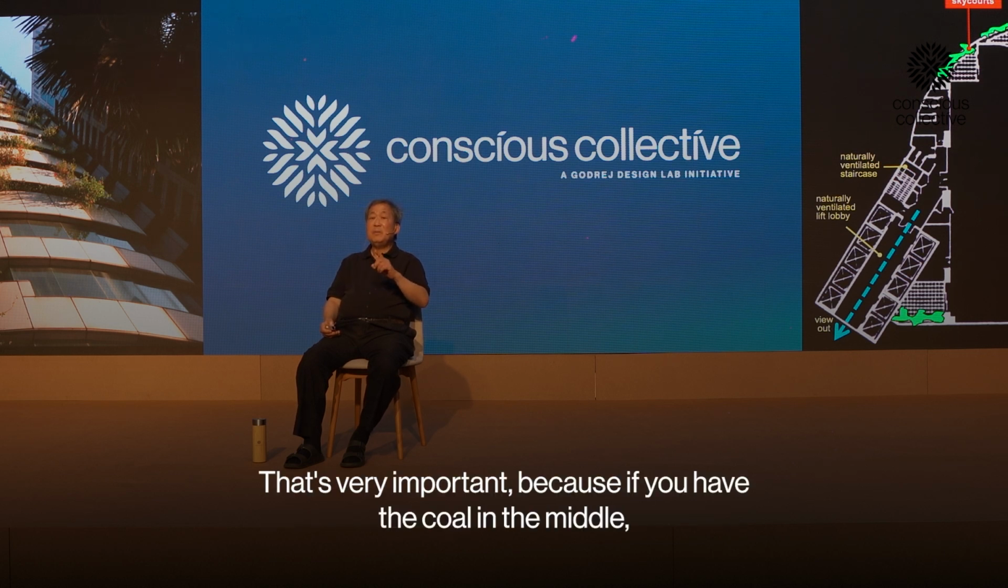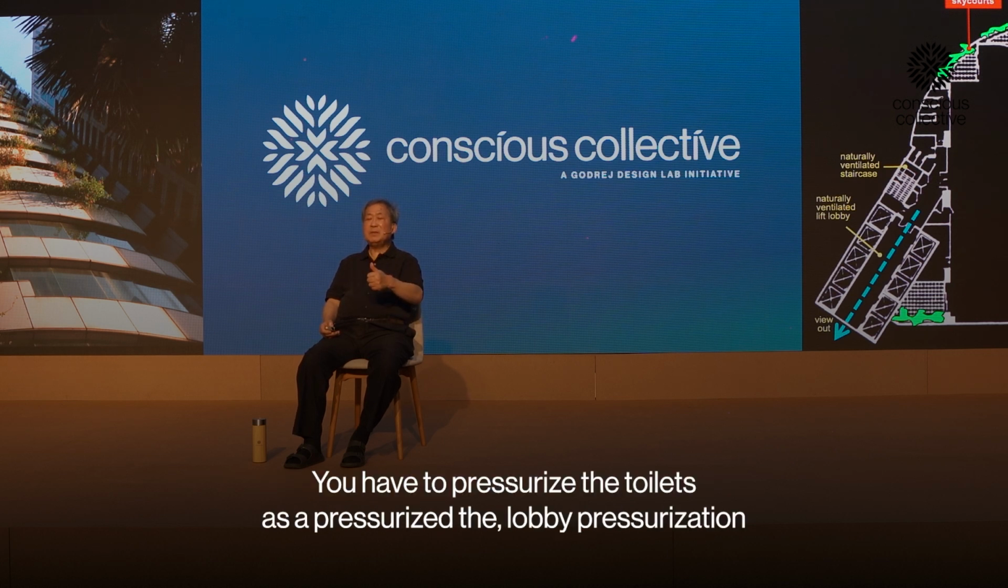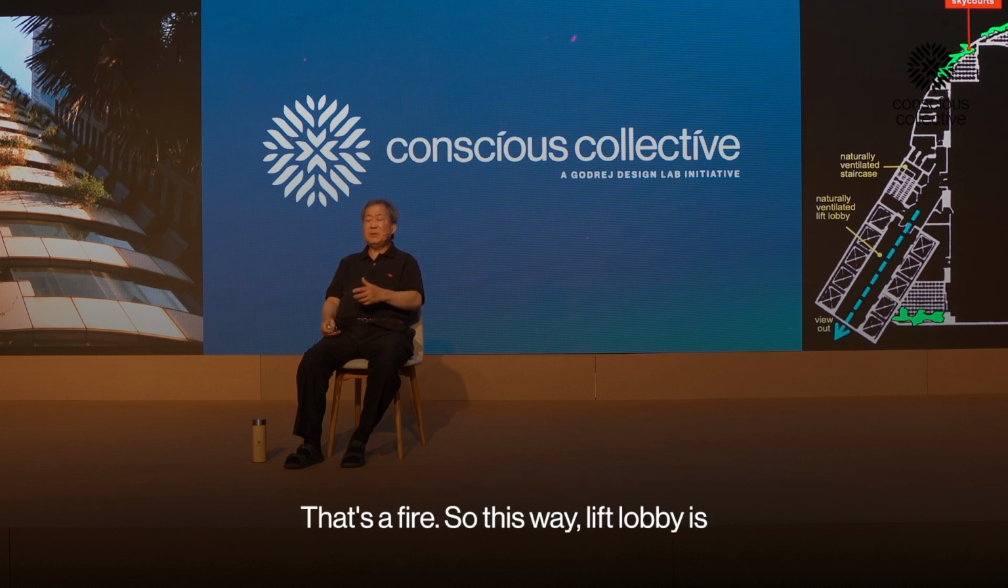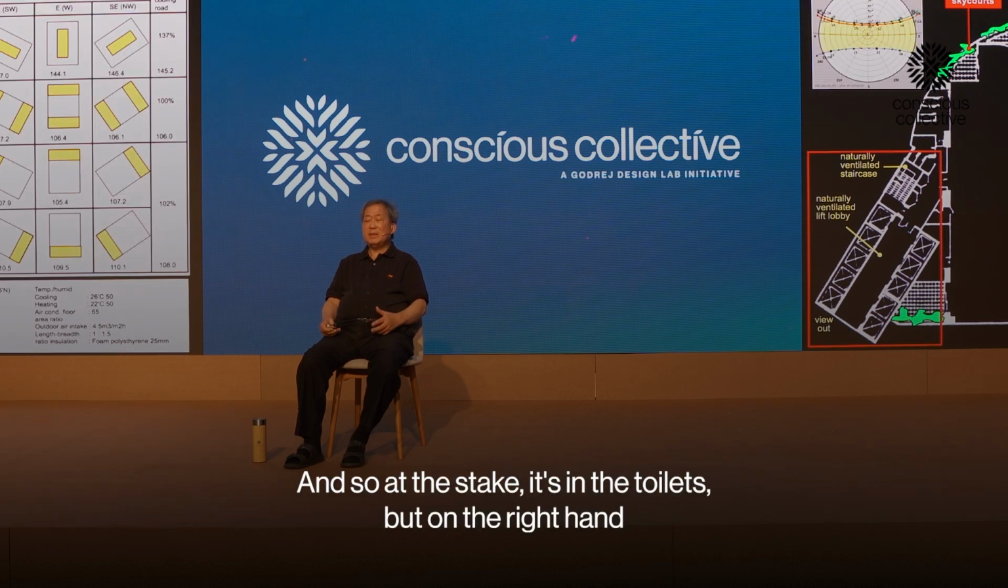Now it's very important because if you have the core in the middle, you have to pressurize the lift shaft, you have to pressurize the toilets, you have to pressurize the lobby. Pressurization means you have to continuously have a duct that sucks the air out in case there's a fire. So in this way, the lift lobby is naturally ventilated, and so are the staircases and the toilets.